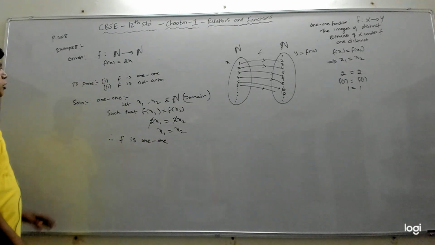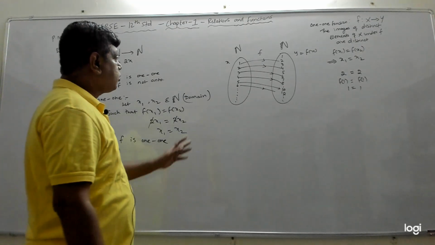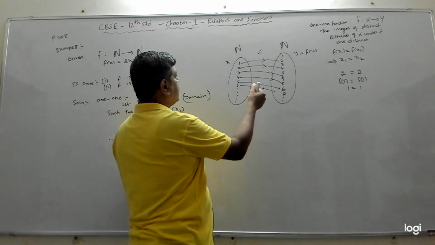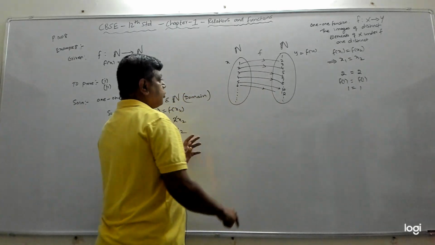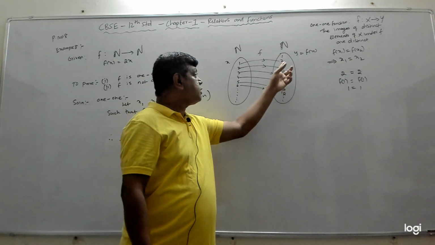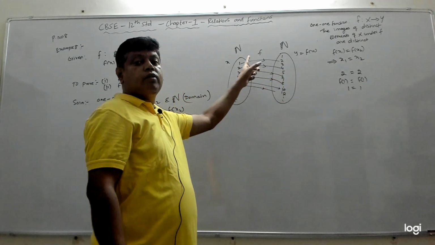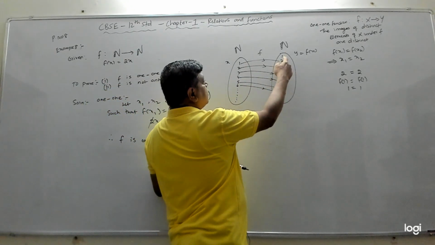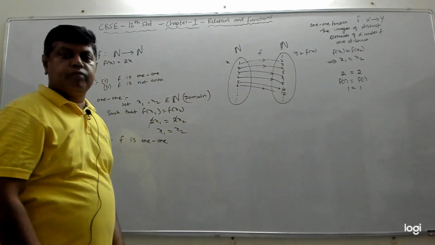Now we should prove that f is not onto. Clearly, for every element there is an image, fine, but to prove that it is not onto, we should find at least one element from here which is not an image of anything. I should be able to find one. Suppose we take 3 or 1. No element here is getting mapped to 1. Therefore, it is not onto.